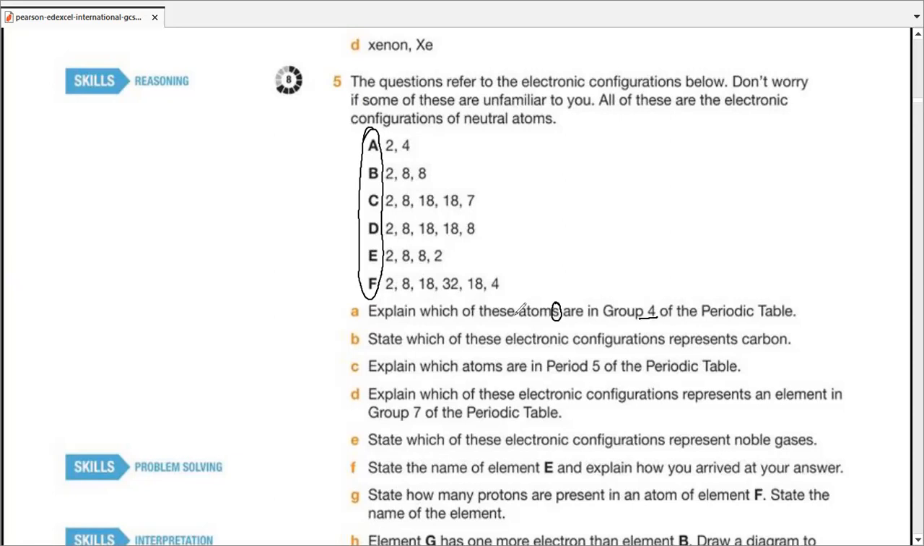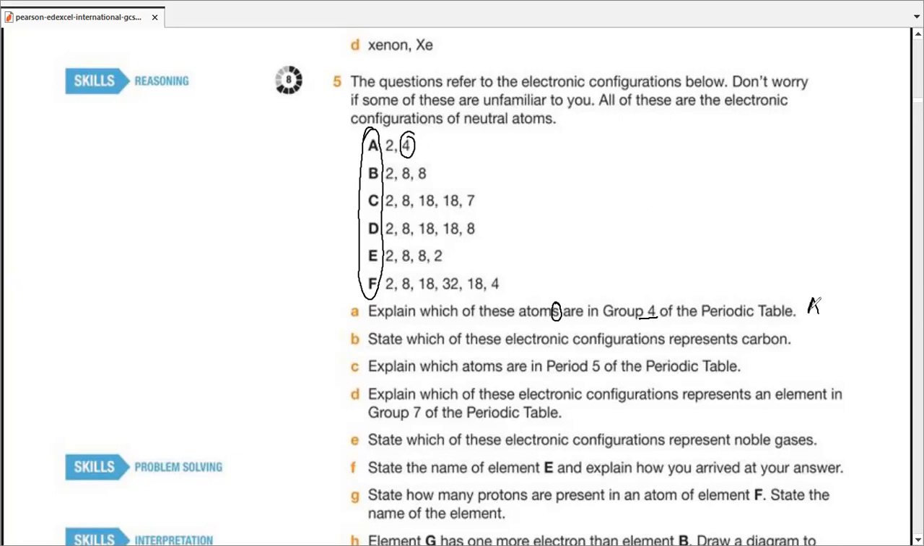Oh, it's E. Group 4, not period 4, group 4. We have been doing it in the recent questions. Okay, let me give you an example. This is group 4, which means the last number has to be 4. The last number is 4 over here.